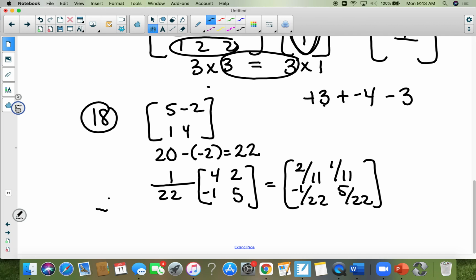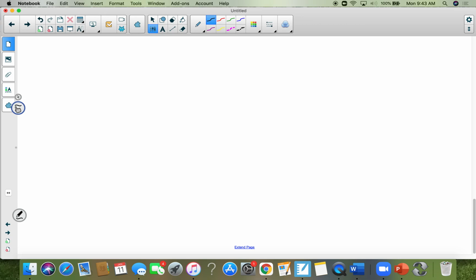I know in the answer key it's in decimal form. I don't like it in decimal form. I would like you to leave it in fractional form on the test. It's just quicker for me to check them. Okay, number 19 is the same kind of concept.